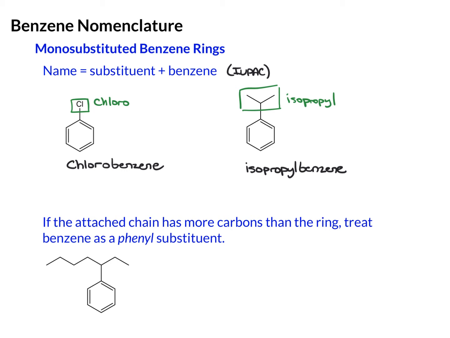Now, in the case of monosubstituted benzene rings, if you have a chain attached that's longer than your ring, or if you have some sort of complex chain and just an unsubstituted benzene ring attached, it's often easier to treat this as a phenyl group. So when benzene acts as a substituent, we call it a phenyl group.